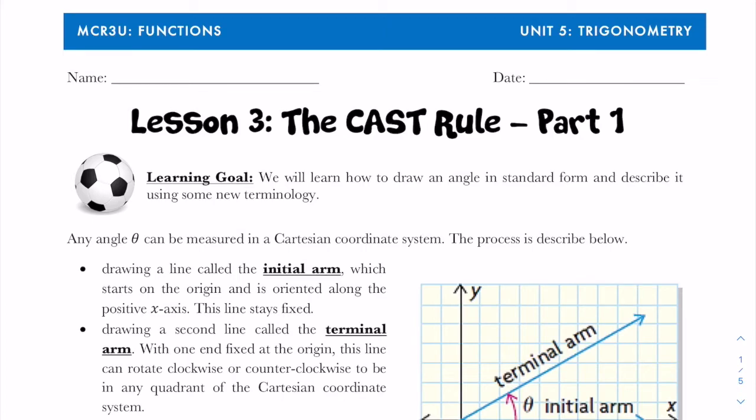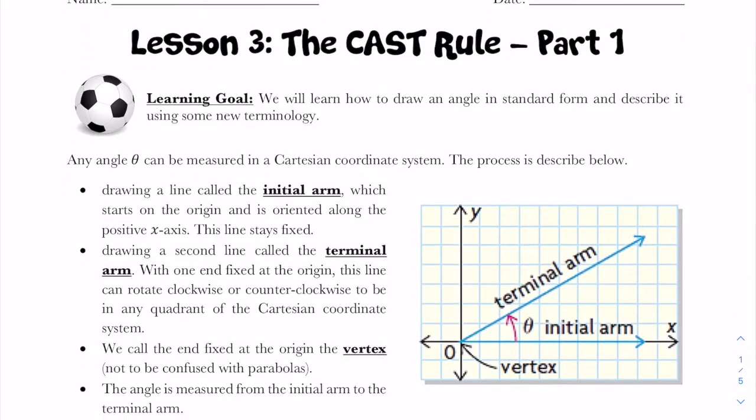In Lesson 3, we're going to learn about the CAST rule. This is probably one of the most important lessons in grade 11 math because it's a concept that you'll be using again next year. Because of that, we're going to break it into two parts. The goal for today will be to learn how to draw an angle in something called standard form, and to do so, we will learn some new terminology.